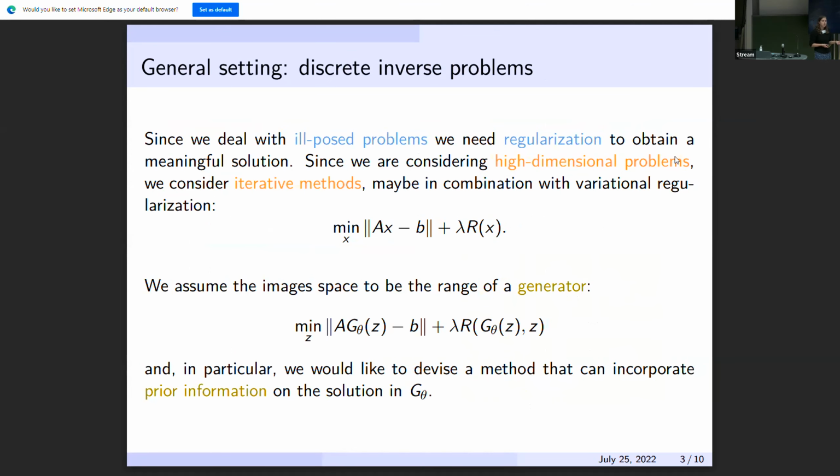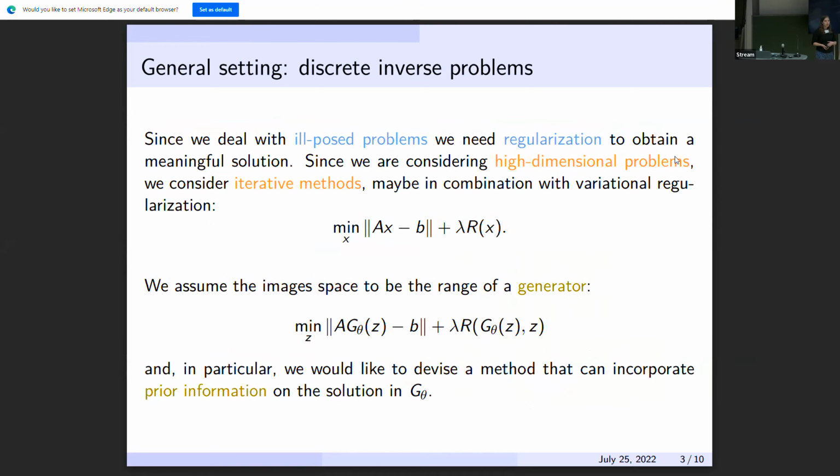Because we have an ill-posed problem, we need to add regularization, which means that if we just solve the problem, we'll probably just get rubbish, basically. And because it's a very high dimensional problem, we need to use something like an iterative method. So in the classical variational regularization setting, we'll have something like the formulation on the top.